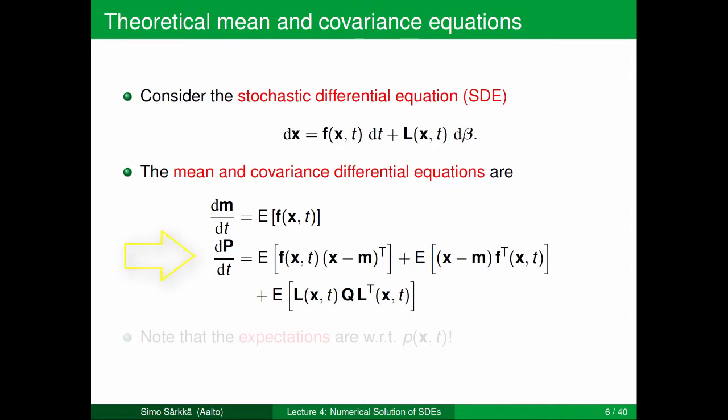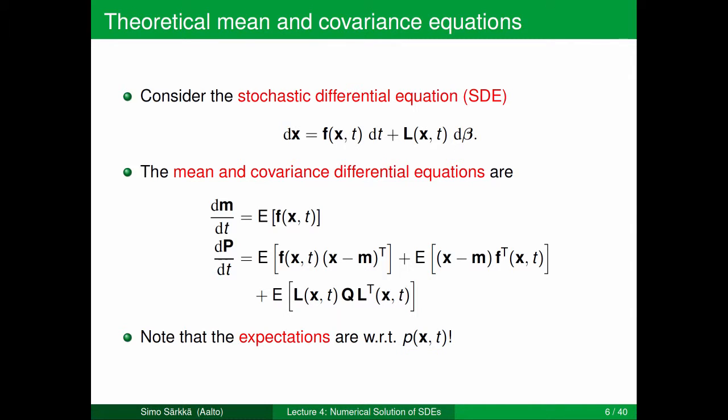The time derivative of covariance P is equal to the expectation of f of x and t times x minus m transpose, plus the expectation of x minus m times f transpose, plus the expectation of L times Q times L transpose. Now the catch in these equations is that the expectations are with respect to the actual distribution of x, which is p of x and t.